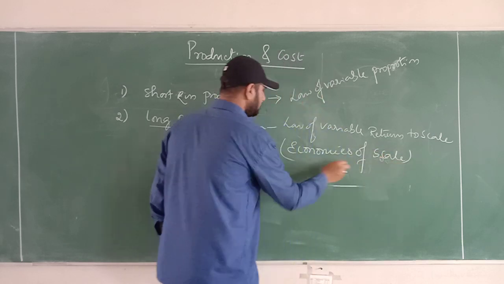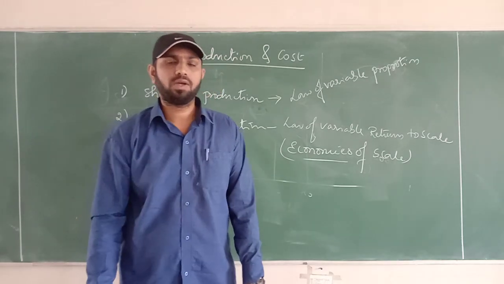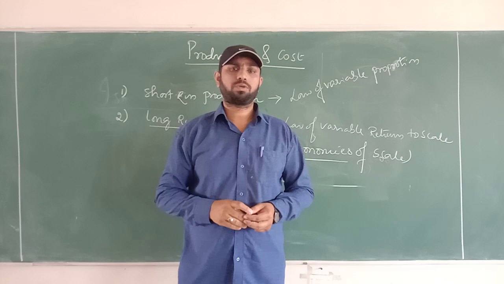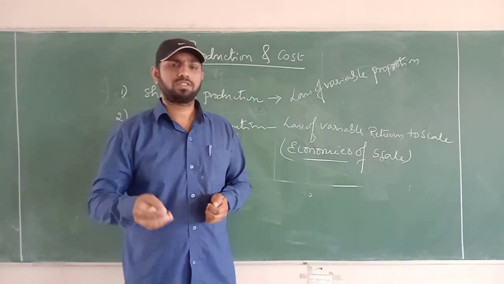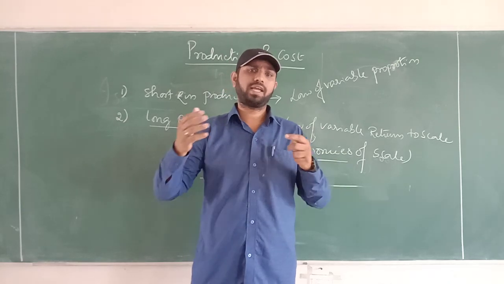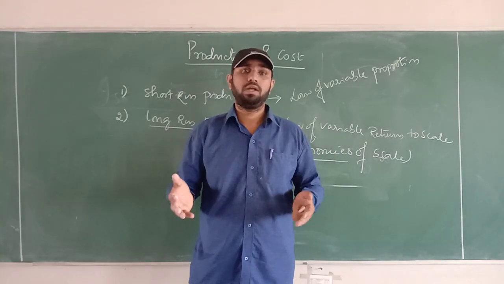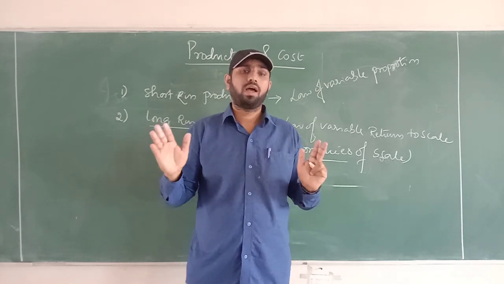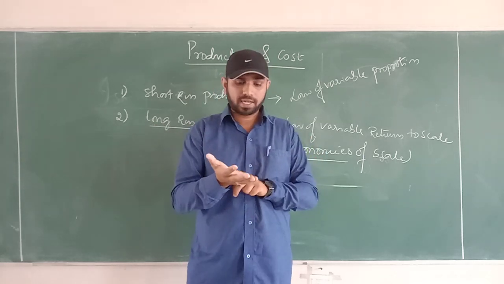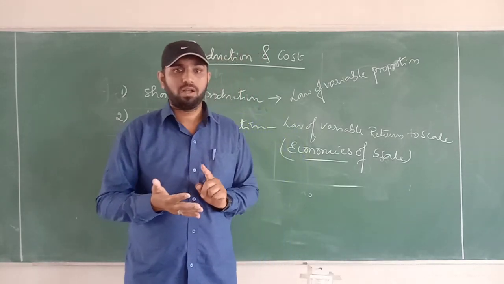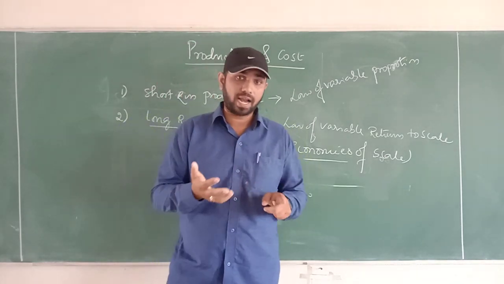Economies of scale in simple mass production. You can see the heavy large industries, heavy large companies and all. Those companies have not expanded their activities within 1 year or 6 months. They have taken 20, 30, 40 years to expand their business operations and company affairs. For that they have not only increased the labor, the capital, the organizational capacities and the techniques, they have even increased the land.